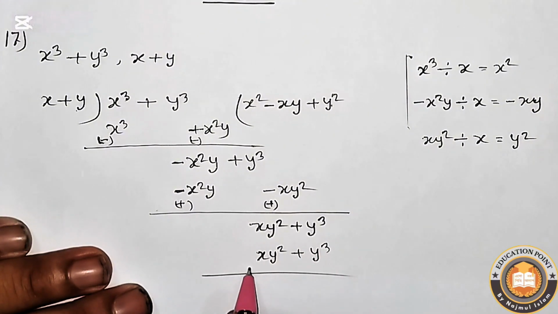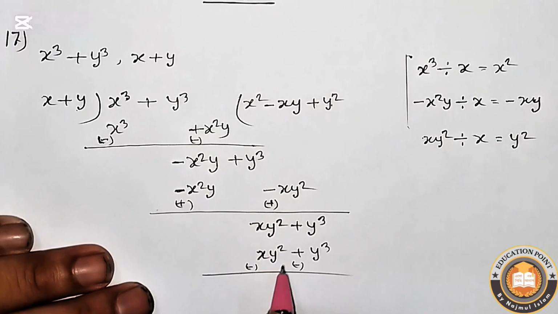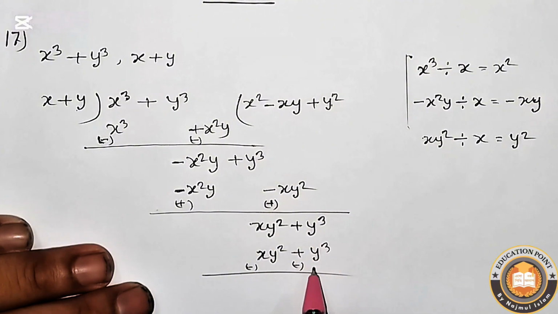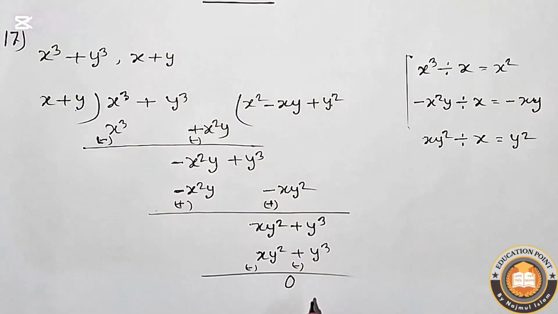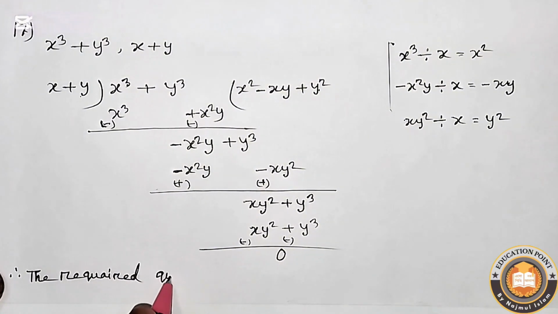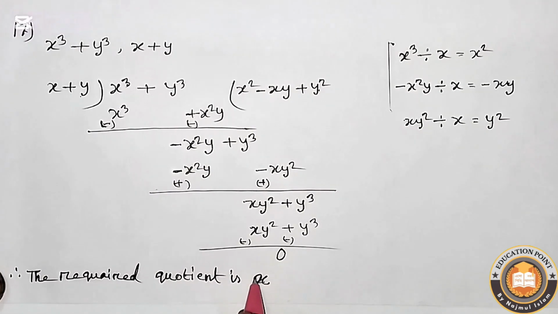According to the division law, the symbol will be changed. Plus xy square minus xy square equals 0, plus y cube minus y cube equals 0. So the required quotient is x square minus xy plus y square.